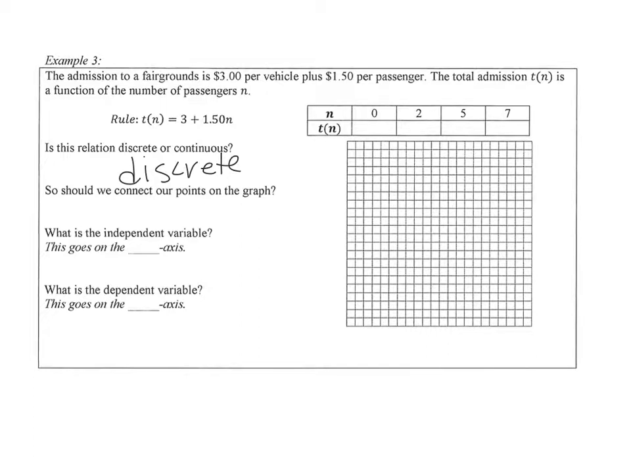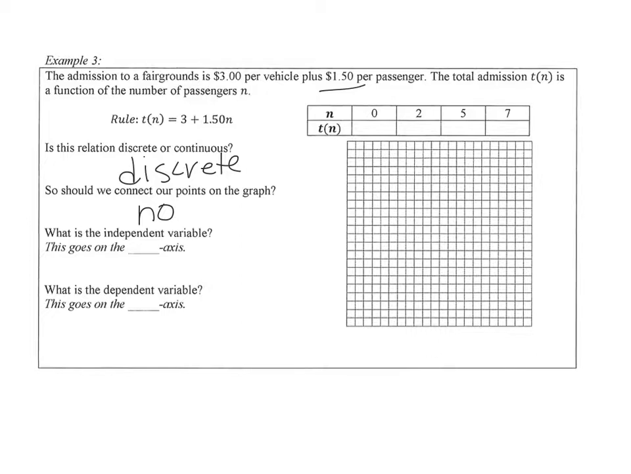So you could not go to this fairground and ever pay $4 because if it's $3 a vehicle plus $1.50 per passenger, you would never get to $4. You would have $4.50. You could never spend, let's see, you could never spend $5 either. So they're going to be at different increments. There's only certain amounts of money that you could ever spend, being that it costs $1.50 per passenger. So you should not connect the points on the graph.